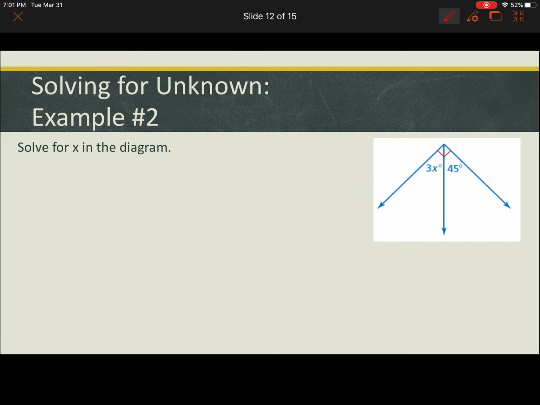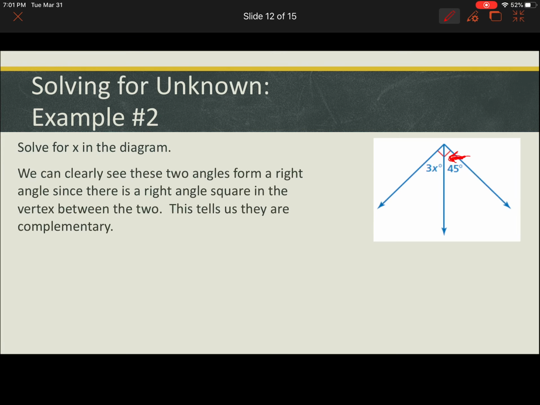In the next example, we have a different diagram, still solving for x. Now we have a clue. We see these are adjacent, and we see another really important clue, which is right in here. We see that they form a right angle. So the two angles form a right angle because we see the square. And that tells us they're complementary.